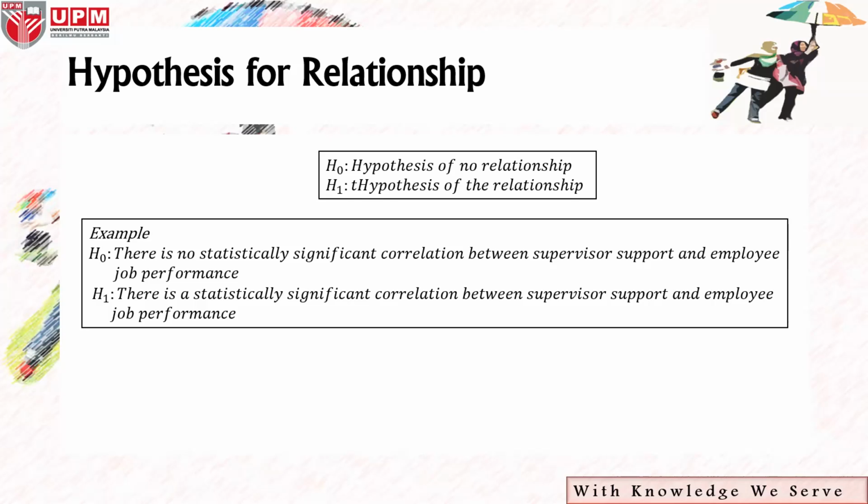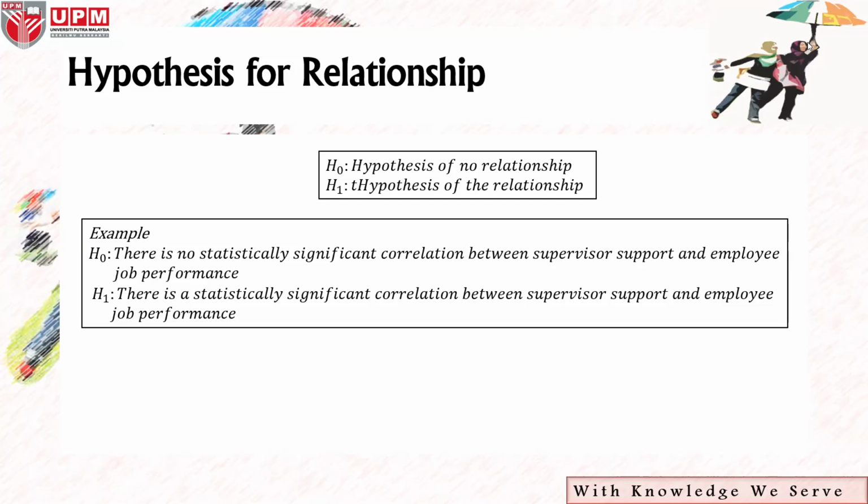Okay, so there is a statistically significant correlation between supervisor support and employee job performance. So two tail or one tail? Directional or non-directional? Significant correlation. Directional or non-directional? Non-directional, because we do not indicate the direction of the relationship.